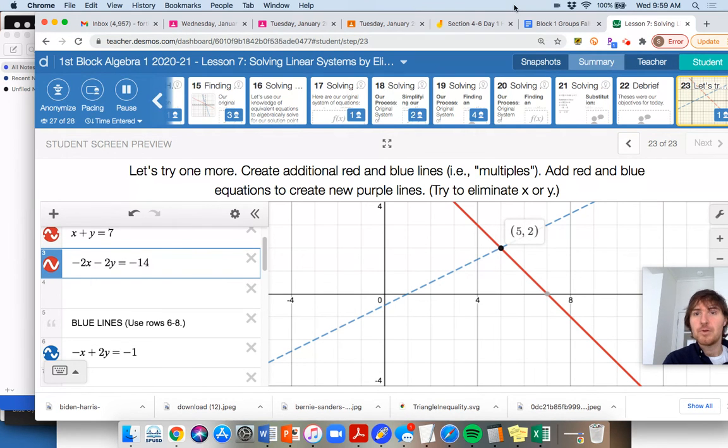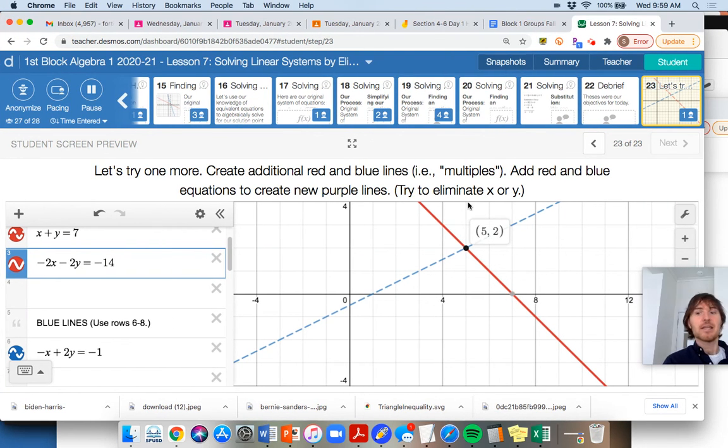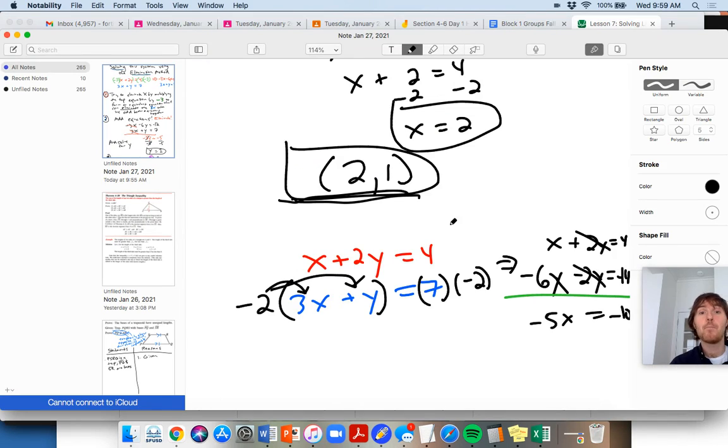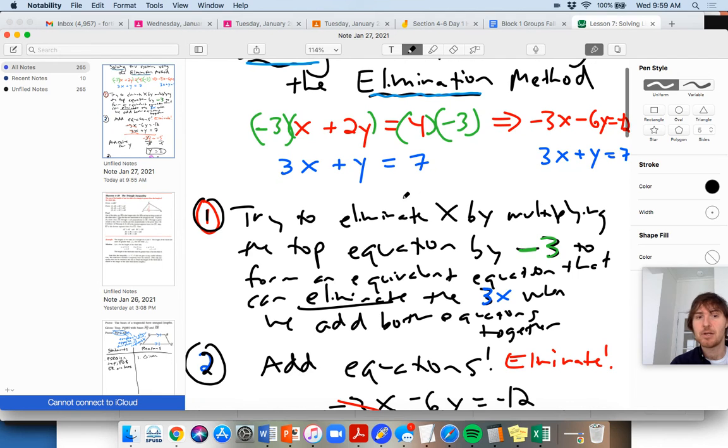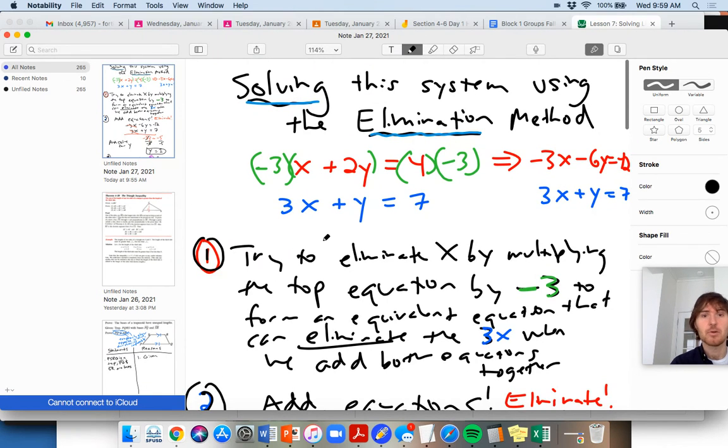Okay, hopefully you enjoyed this one. This is sort of an investigation and introduction to elimination. We're going to get more practice on this as the week goes along, because you'll get an asynchronous lesson on this tomorrow. Elimination method, starting with those two equations.